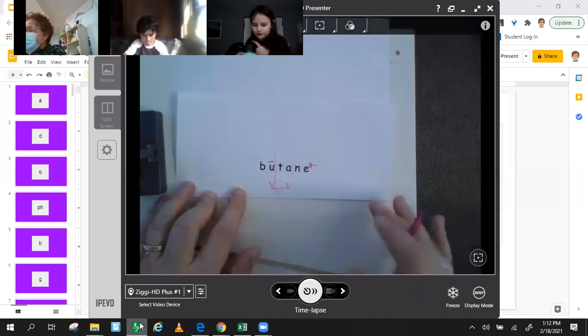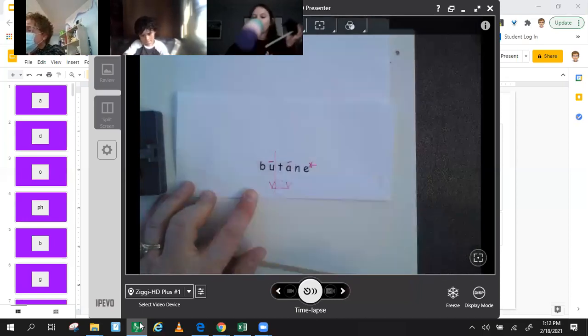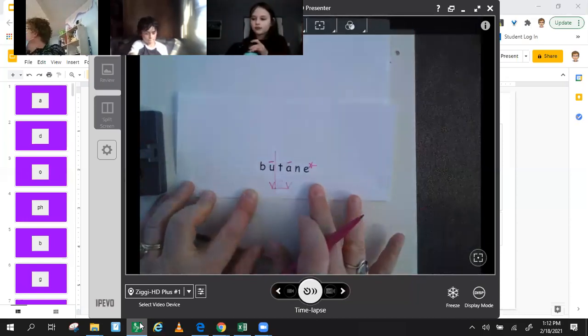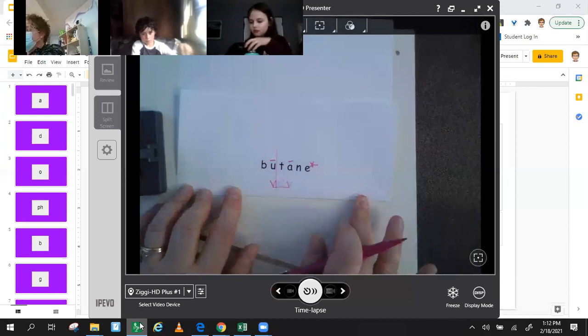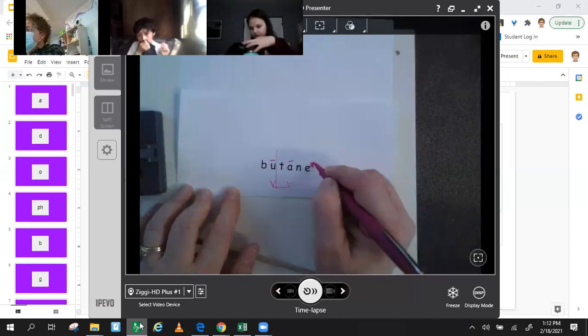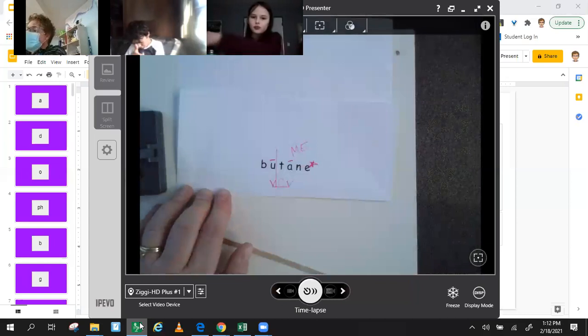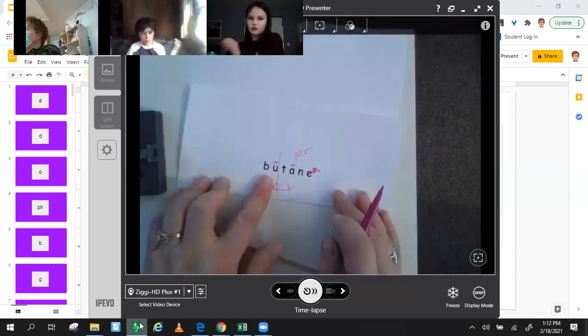All right, we have a long A here as well because this is what kind of syllable? Do you guys remember which syllable this kind is when we have the E? Magic E. There's our magic E syllable. And then what's this one going to be?